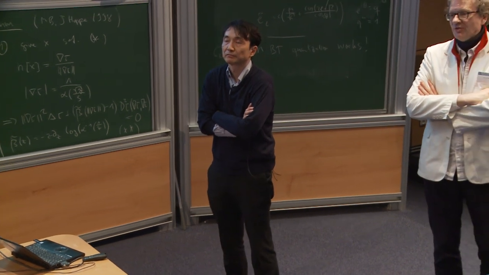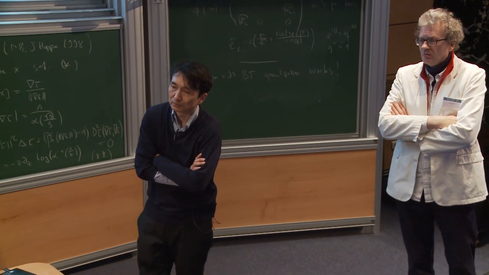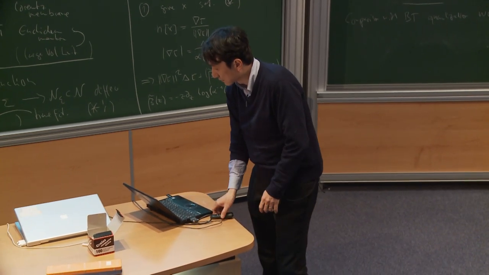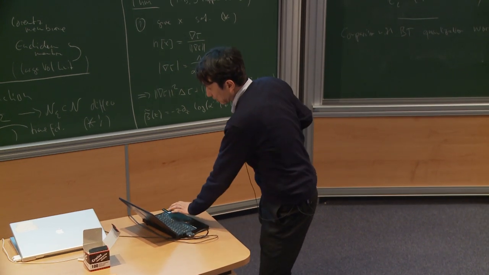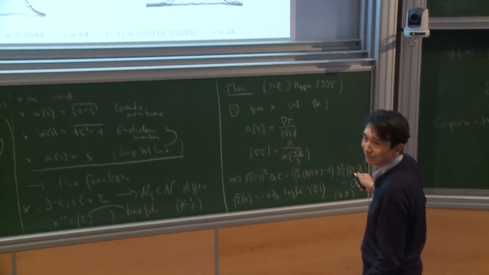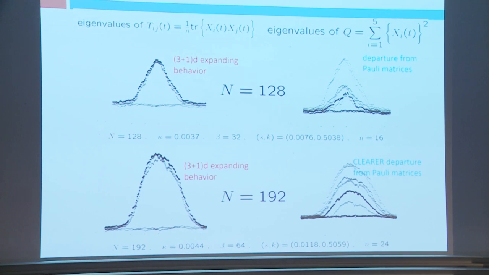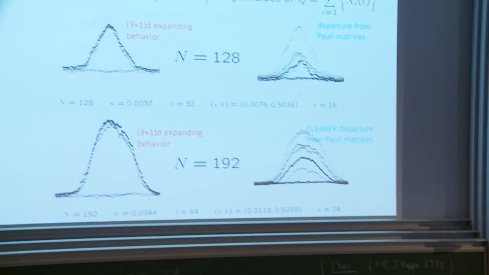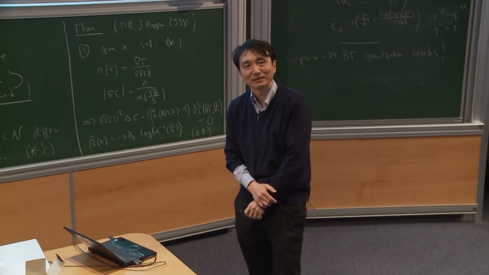Any further comments, questions? What is the reason this departure from the Pauli matrices for large eigenvalues gives you smooth space-time? It is not complete, but it tends to change singular space-time to smooth space-time. This is a sign of such a transition from singular space-time to smooth space-time. Singular means that it is like a fuzzy sphere of a very small size. That's right.